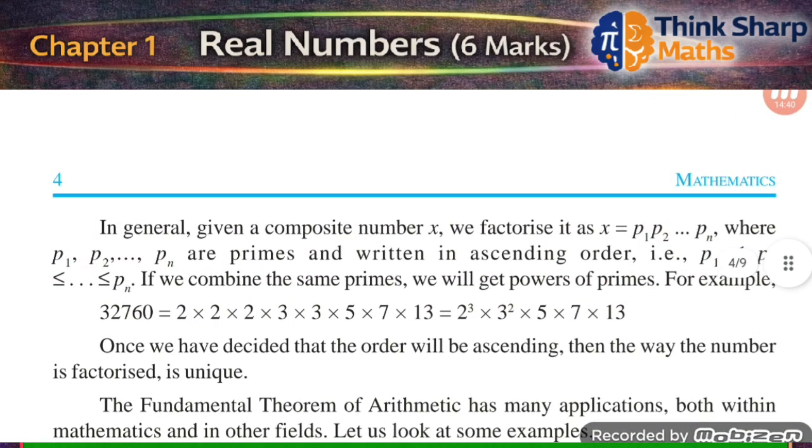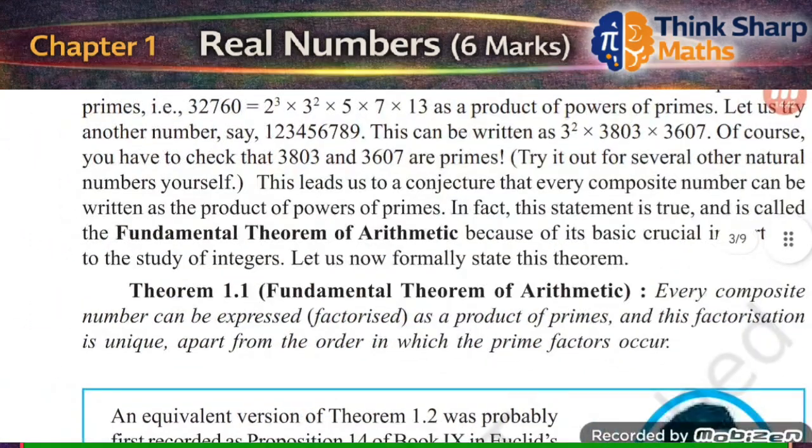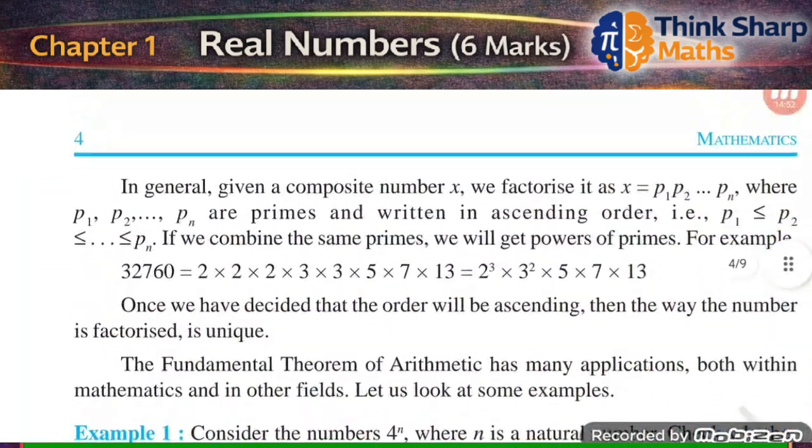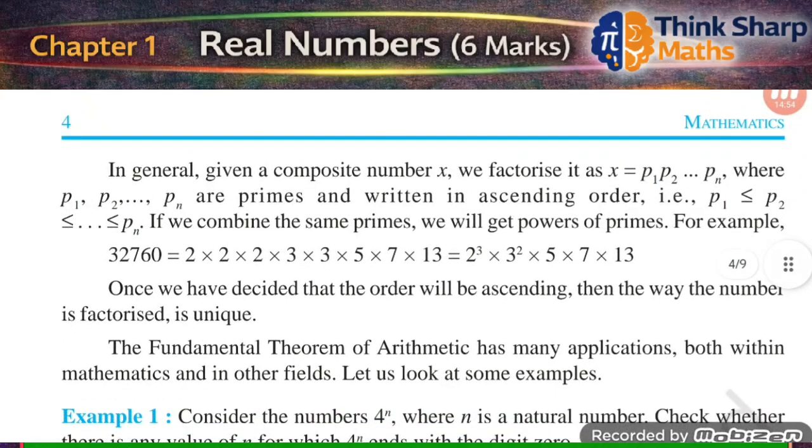Okay, in the theorem it is written clearly that every composite number can be expressed as a product of primes, and this factorization is unique apart from the order in which the prime factors occur. How to arrange it is also clearly mentioned here, like p1 has to be less than or equal to p2. So these things we have seen. So we have covered the fundamental theorem of arithmetic.